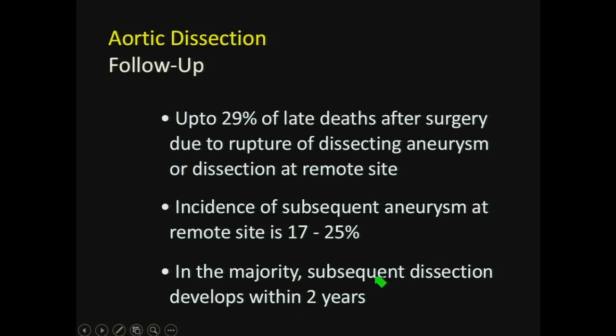Now, once we have dissection and then we operate or whatever, then the game is not over, because 29% of late deaths after surgery are due to rupture of a dissecting aneurysm or a dissection at a totally different site, at a remote site. And the incidence of subsequent aneurysm at a remote site could be up to 25%.